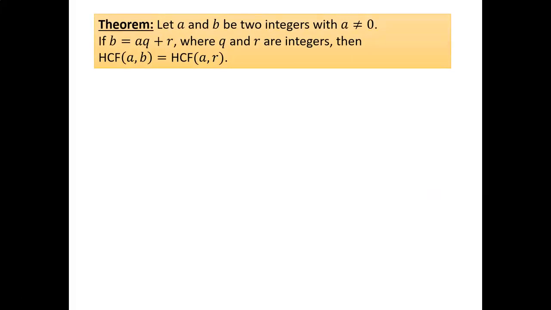Now, if we have b equals aq plus r, then the highest common factor of b and a is the same as the highest common factor of a and r. If b is a multiple of something and a is a multiple of something, then the difference between them must also be a multiple of that thing. That's what this is based on.